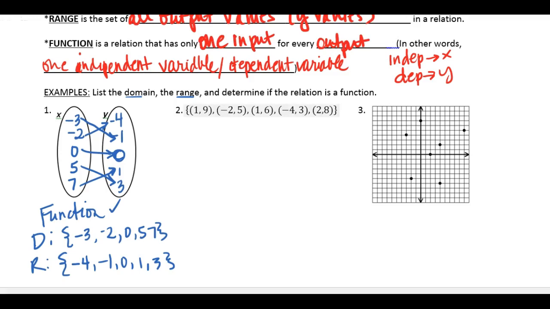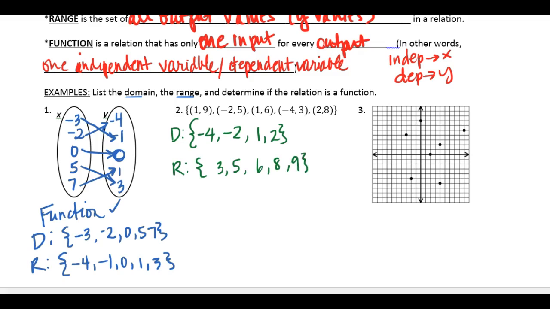List the domain, the range, and determine if they're a function. Okay, let's do domain here. Domain, whew, that's a terrible bracket. So least to greatest x values. So we'll go -4, then -2, 1, and 2. Range values, let's go least to greatest. Let's say 3, 5, 6, 8, 9.